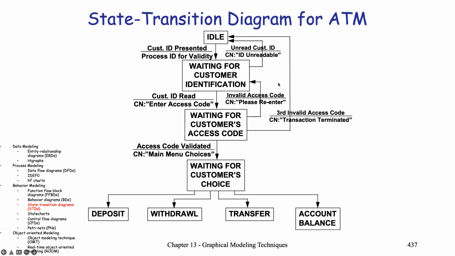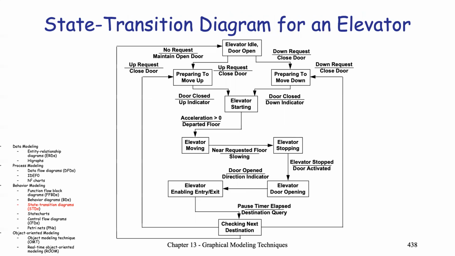And so we can have idle, waiting for customer, waiting for access code, and waiting for a customer choice. And so here we're seeing a logical flow in transactions at an ATM, the logic that has to be designed in that ATM for it to function properly. Going back to our elevator example for a state transition diagram, here we see an example of how that would look for a state machine representation of that data.